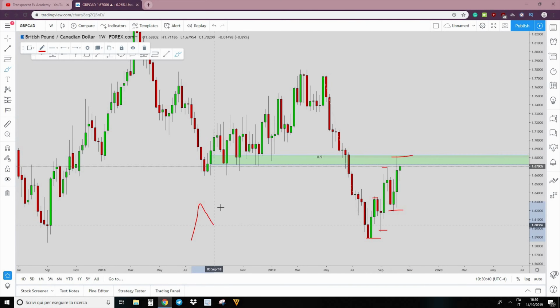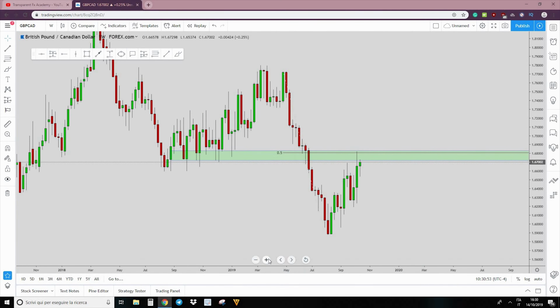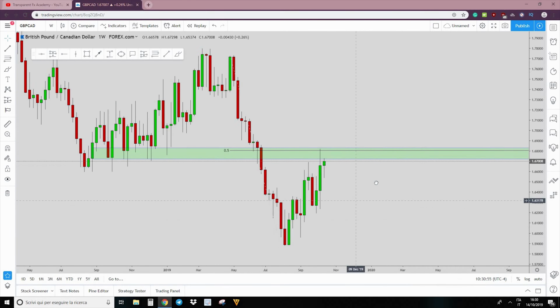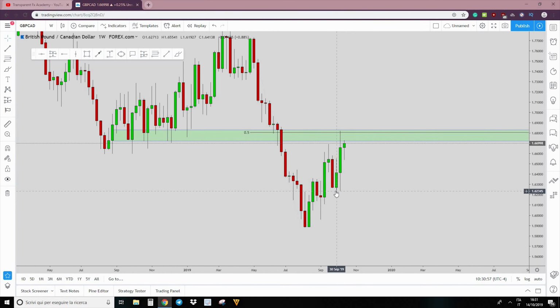So a market that is creating higher highs and higher lows by definition is in an uptrend, and a market that is creating lower lows and lower highs by definition is in a downtrend. So overall, from a weekly perspective, GBP CAD is still in an uptrend. So what we need to see from the weekly time frame before we can execute a position is a strong rejection to the downside.